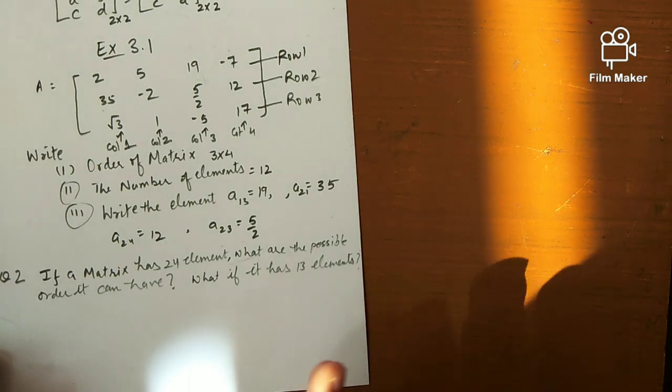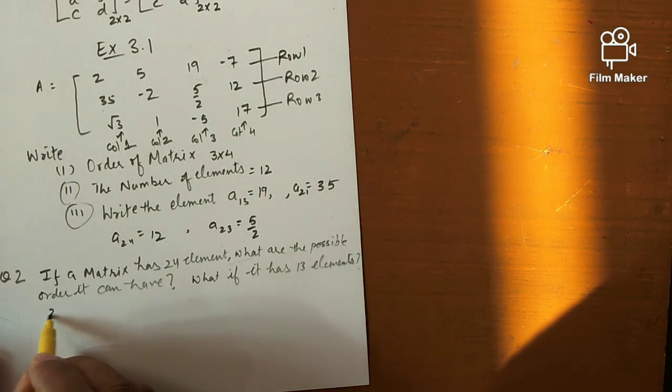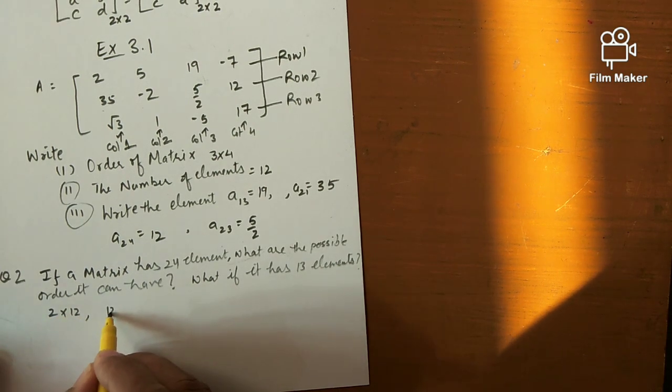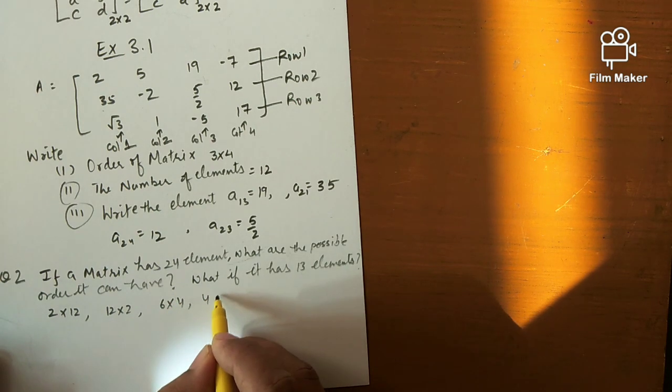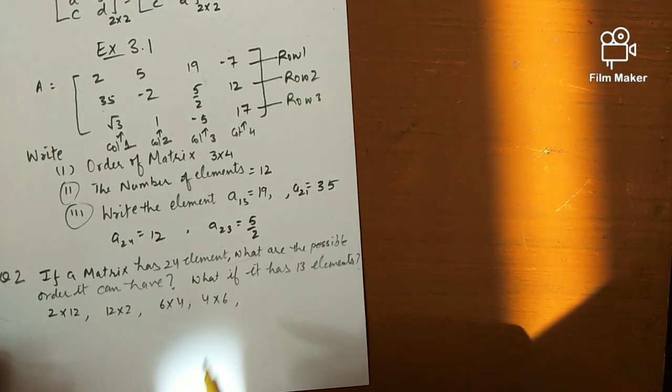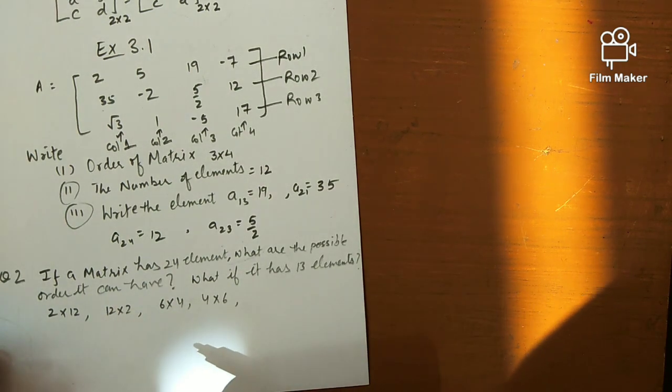24 has to be divided into factors. The two factors can be 2 cross 12, 12 cross 2, 6 cross 4, 4 cross 6. So there can be many ways of deciding the order of the matrix.